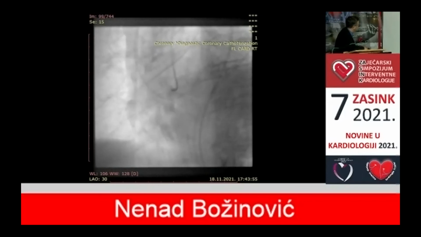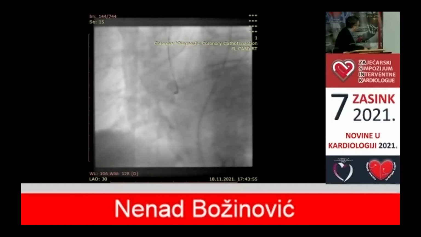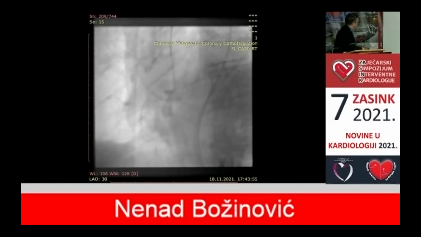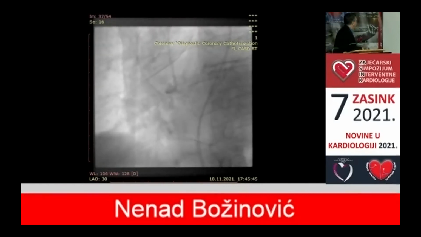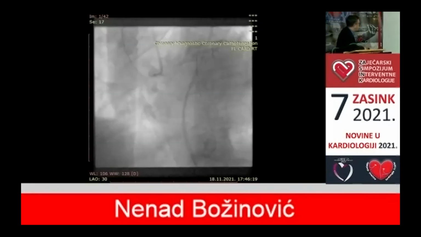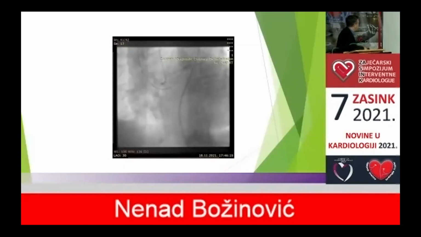This is a retrograde micro, and this is my antegrade micro over the retrograde wire. After that, I pull back my retrograde wire, then push the antegrade wire. And in one moment, you will see I put my antegrade wire to the retrograde micro. And now it's the Božinović trick again. I have my retrograde micro now with the antegrade wire in the retrograde system.